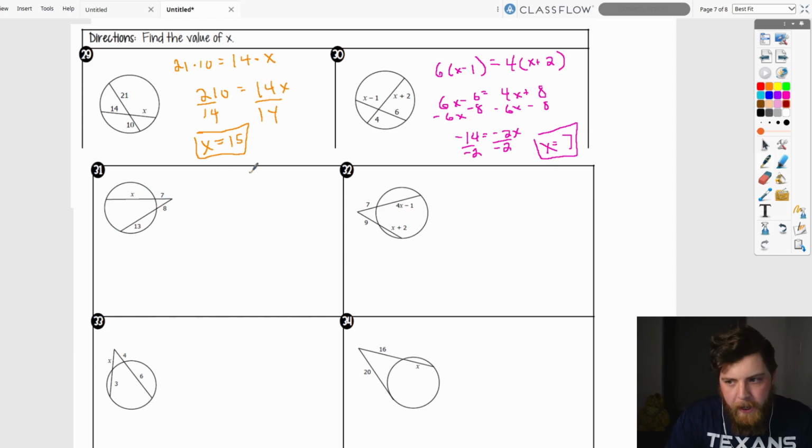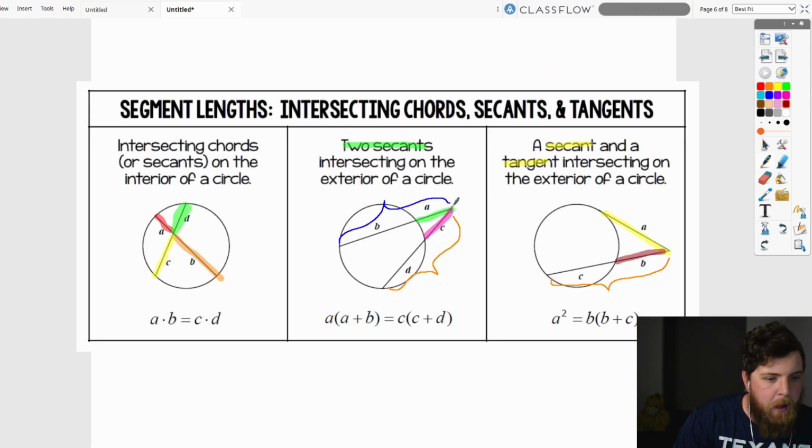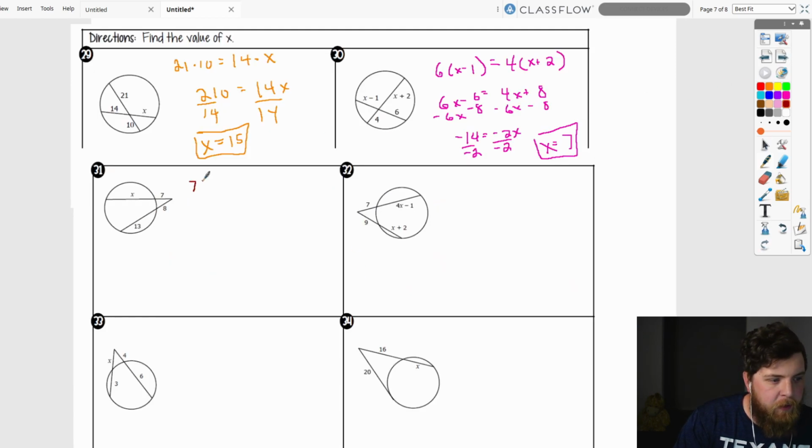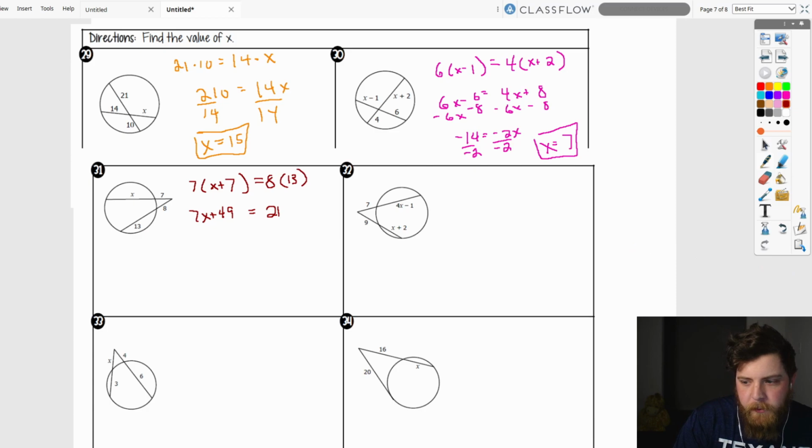If I'm trying to solve for x, the first thing, if we look back, is going to be exterior times the entire length. Okay, so the exterior is 7. The entire length would be x plus 7. So x plus 7. It's going to be equal to the exterior times the entire length. So 13 plus 8 would be 21. So times 13. That gives me 21. This gives me 7x plus 49. Okay, we would end up subtracting 49.